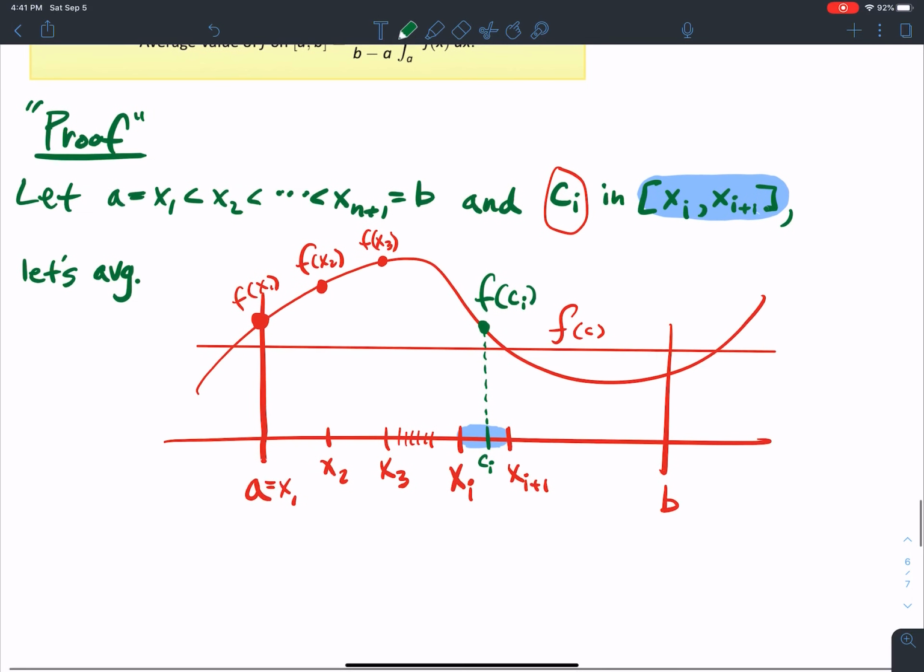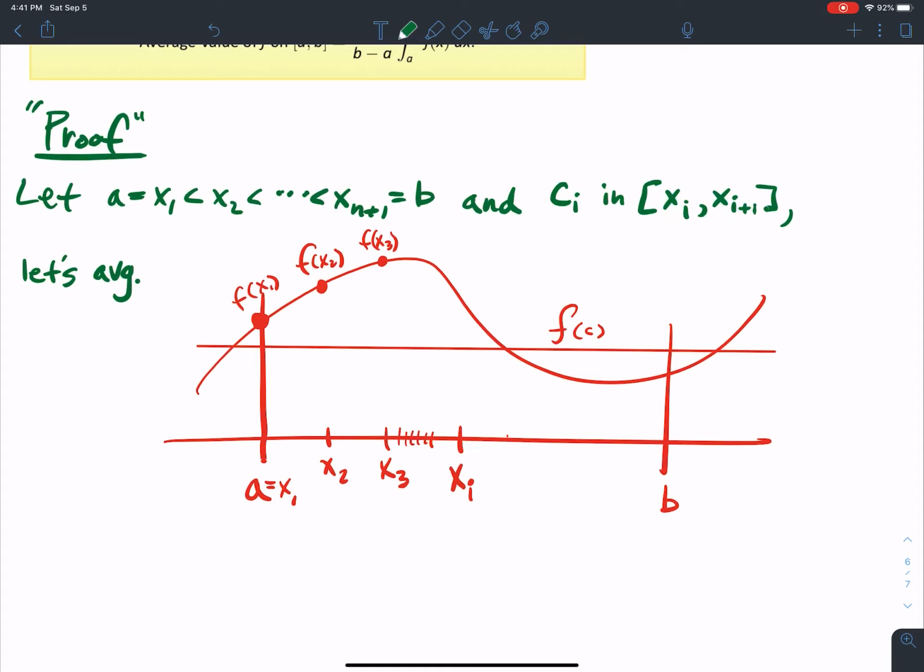So what I want to do is I want to average this out. So let me erase this real quick. Takes me a little bit of time, but we'll get it done here in just a second, people.